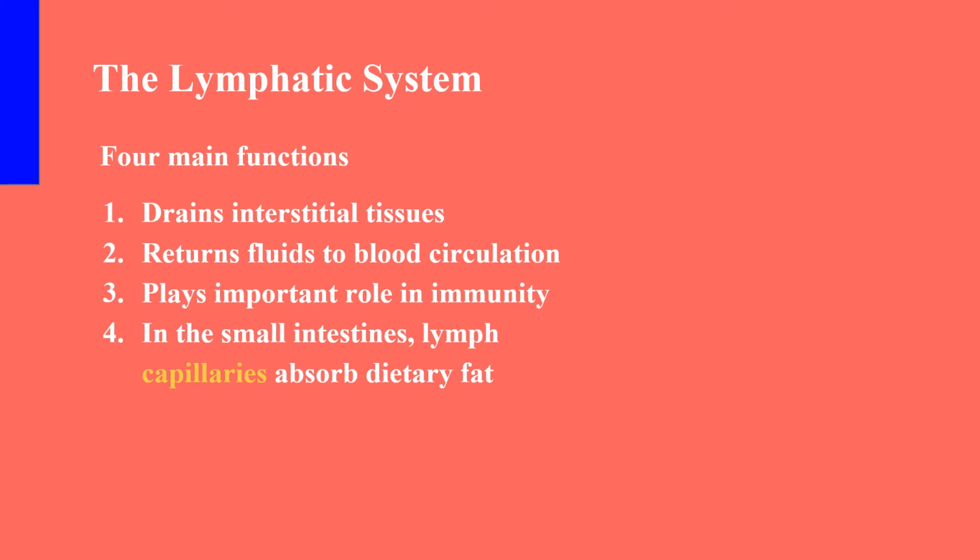The lymphatic system has four main functions. It drains interstitial tissues, the tissues and areas between the cells, and returns fluid to blood circulation. It plays an important role as part of the immune system, and in the small intestines, lymph capillaries absorb dietary fat and allow it to enter blood circulation. Capillaries are minuscule vessels with very thin, porous walls where exchange of gas or other molecules and fluid can occur.